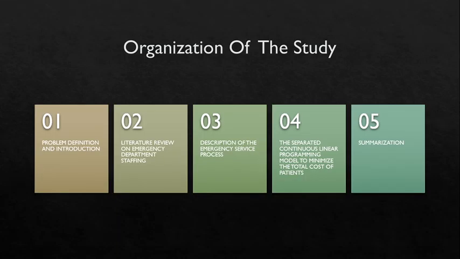So here is the organization of the study. I wanted to also add this to the presentation, so you will see the organization of the study. First, in this article, they have defined the problem in the introduction. In the second part, the literature review on emergency department staffing has been done just to examine the different approaches, like linear approaches they have done before in the literature. And description of the emergency service process, the separated continuous linear programming model to minimize the total cost of patients, and summarization. So throughout this presentation, I will explain each of the steps.